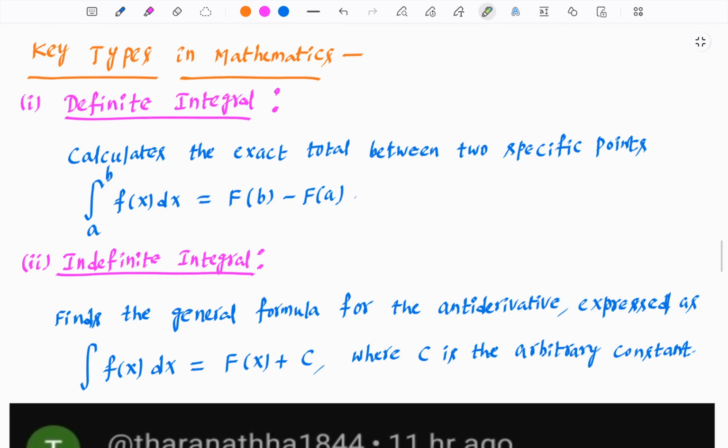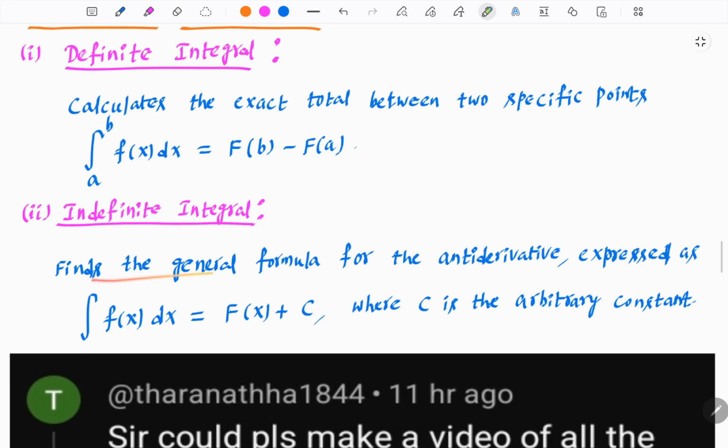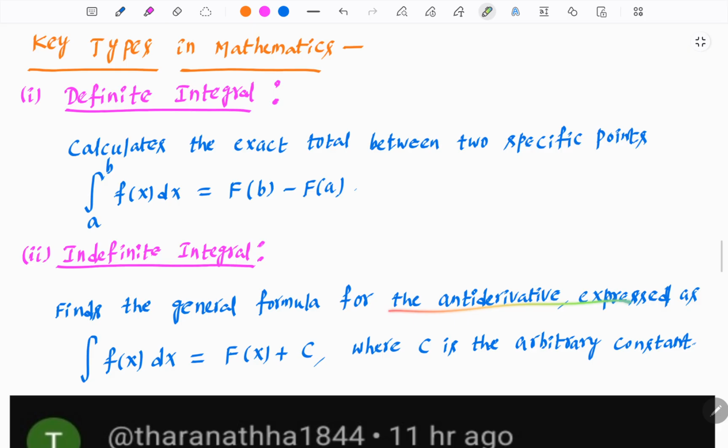Then, the key types in mathematics. How many types are there? Two types: one is definite integral, the other is indefinite integral. A definite integral calculates the exact total between two specific points, and you will get one accurate value. An indefinite integral finds a general formula for the antiderivative. We won't get an accurate value because it is without limits, right? And students, how do you identify it? If an integral has limits involved, it is a definite integral. Without limits, the integral is called an indefinite integral, because we will not get a definite value, where C is the arbitrary constant.